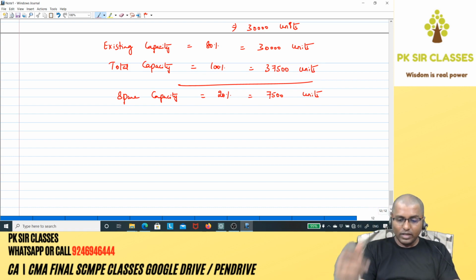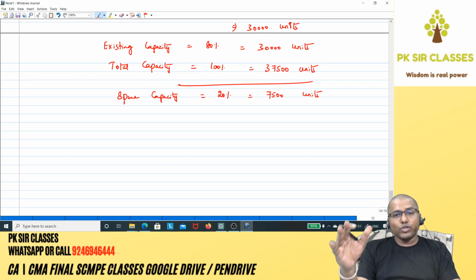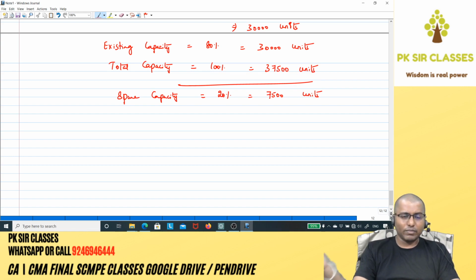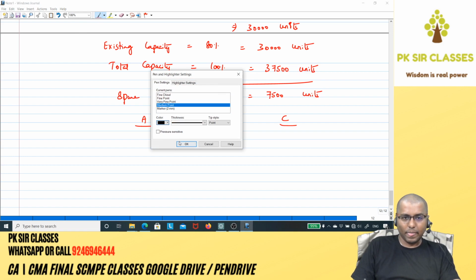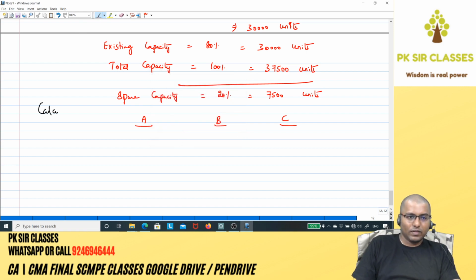Okay, how to answer this? Very simple. Calculate contribution per unit for all the three products A, B and C. Whichever product gives you the highest contribution per unit, that will be your answer. Very simple. Whenever you come across these kinds of challenges, this is what you have got to do. So here I'll write the heading: calculation of contribution per unit.